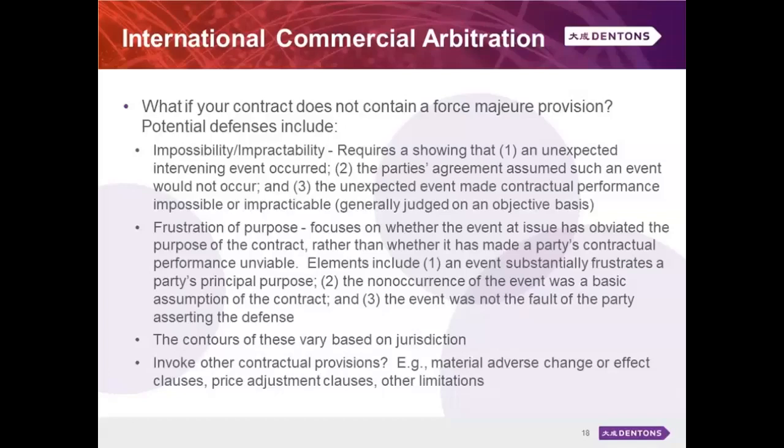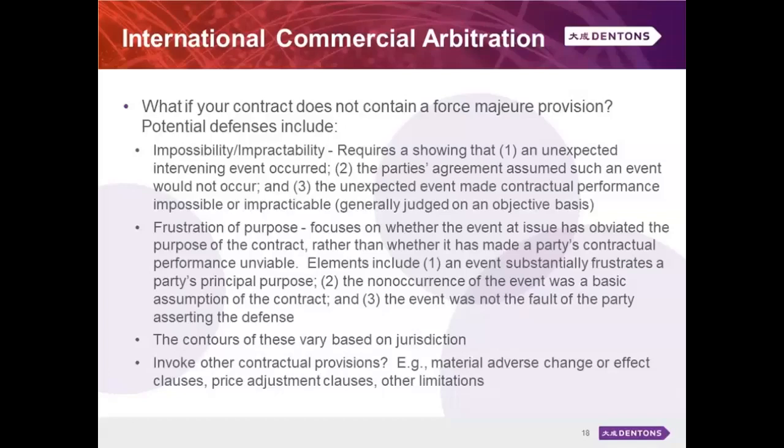The second defense that we've listed here is frustration of purpose. Now, this defense has a slightly different focus. It's whether or not the entire purpose of the contract has been destroyed by the event. And the basic elements are laid out here. One, the event needs to frustrate the purpose of the contract. Two, the parties need to have both shared a basic assumption at the outset that that event would not have occurred. And finally, that the event isn't the breaching party's fault.